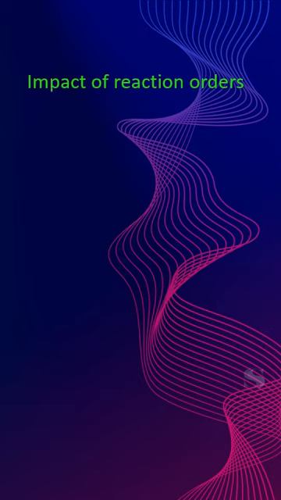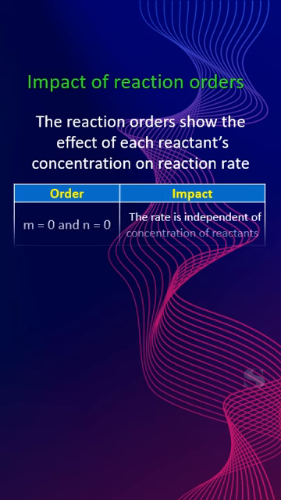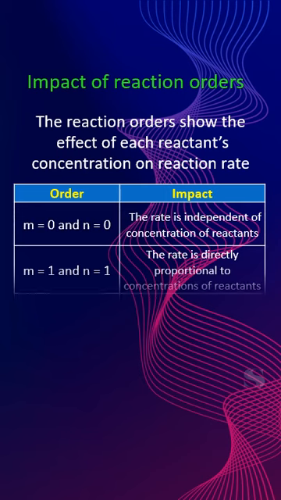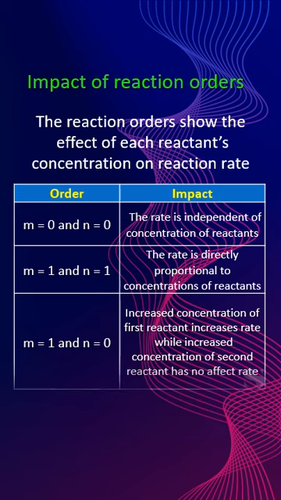Significance of reaction orders. Reaction orders indicate how the rate of the reaction depends on the concentration of each reactant. In a zero-order reaction, m equals 0 and n equals 0, then the rate of the reaction is independent of the concentrations of the reactants. In a first-order reaction, m equals 1 and n equals 1, then the rate of the reaction is directly proportional to the concentrations of the reactants.